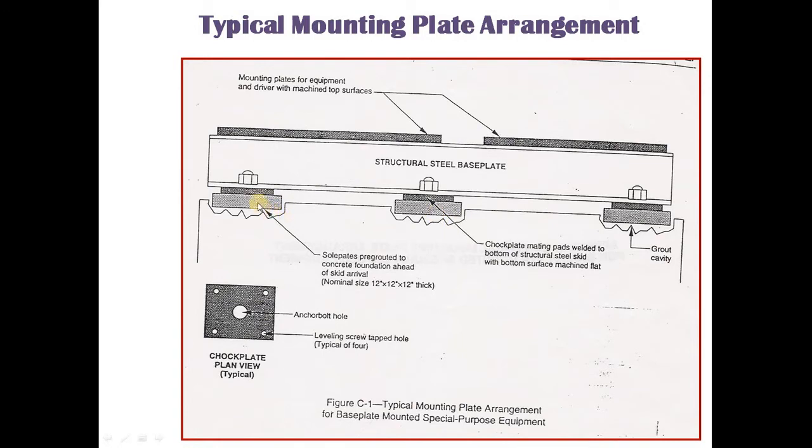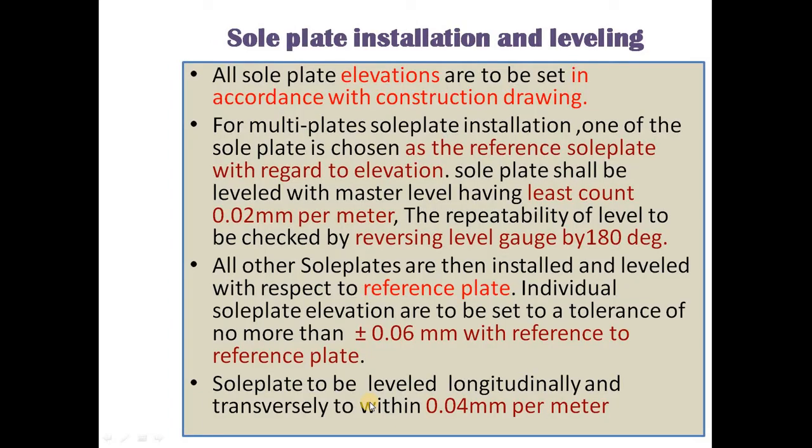First, we have to select one sole plate with reference to the construction drawing to finalize the elevation of the equipment. Once you finalize the elevation, then we have to go for leveling of that particular sole plate with the help of a master level gauge whose least count is 0.02 millimeter per meter. Whether the least count or accuracy of the level gauge is perfect or not, we have to ensure it.